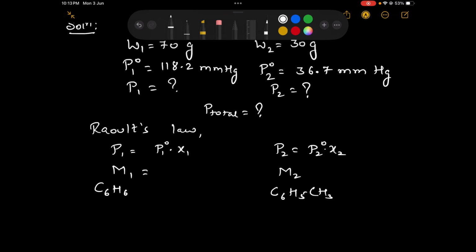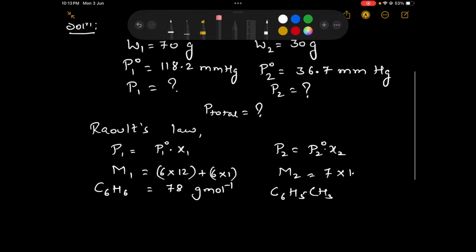So let's see, 6 carbons multiplied by 12, the atomic mass of carbon, plus 6 hydrogens multiplied by 1, the atomic mass of hydrogen. So we get 78 gram mole inverse. Now for toluene we have 7 carbons multiplied by 12, as atomic mass of carbon, plus 8 hydrogens multiplied by 1. Okay, so the total comes out to be 92 gram mole inverse.